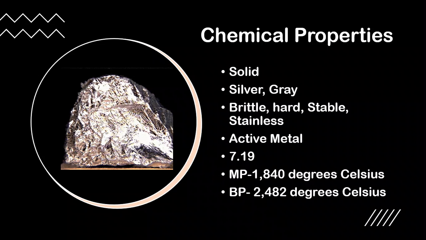Chemical properties. This slide is about chemical properties of my element, chromium. Some chemical properties of chromium are that chromium at room temperature is a solid. It is a silver gray color as shown in the picture. It can be described as brittle, hard, stable, and stainless.